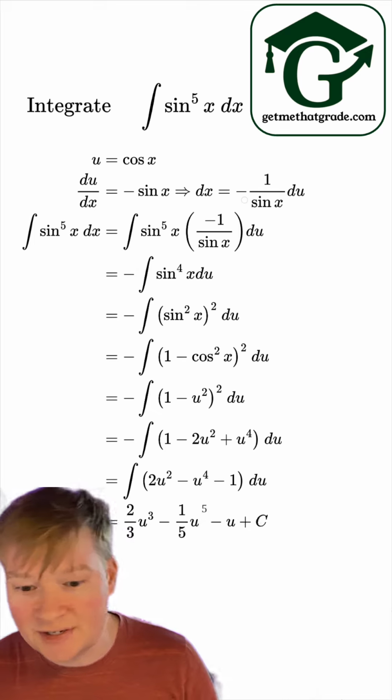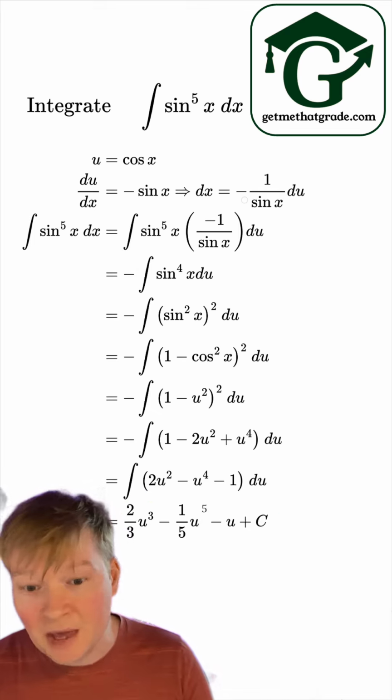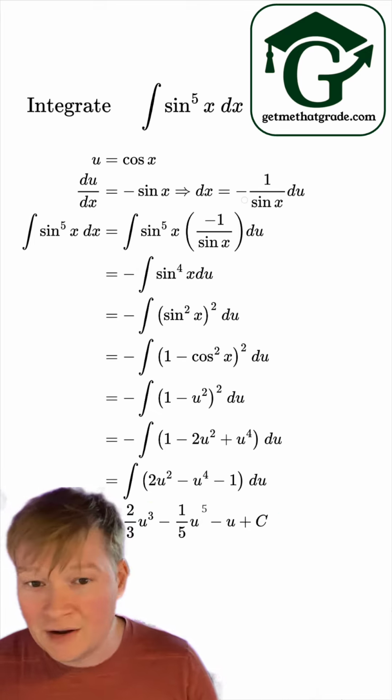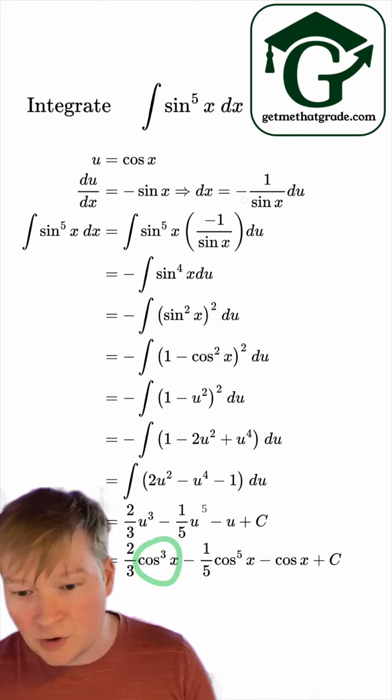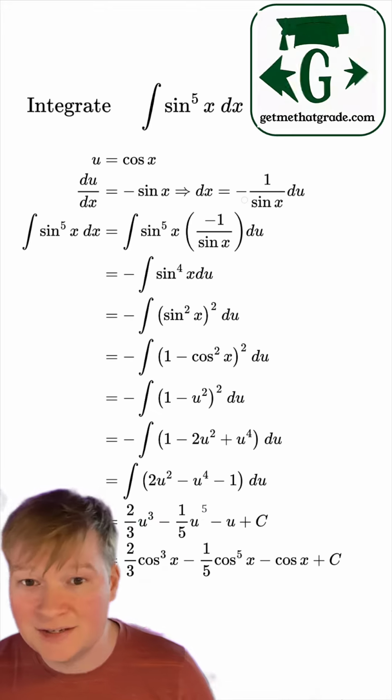And we can integrate it in the usual way. Just don't forget your constant of integration, your plus c. And also don't forget that the original question asked us to integrate something involving x. So we need to convert our u's back to x's using what we started with, u equals cos x. So we replace each of those u's with cos x, and we end up with this as our final answer.